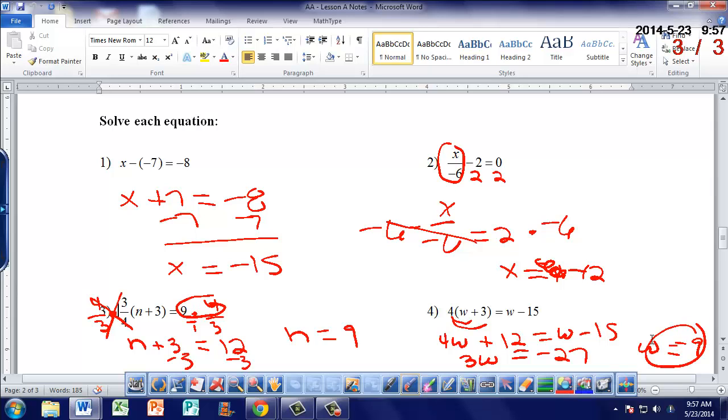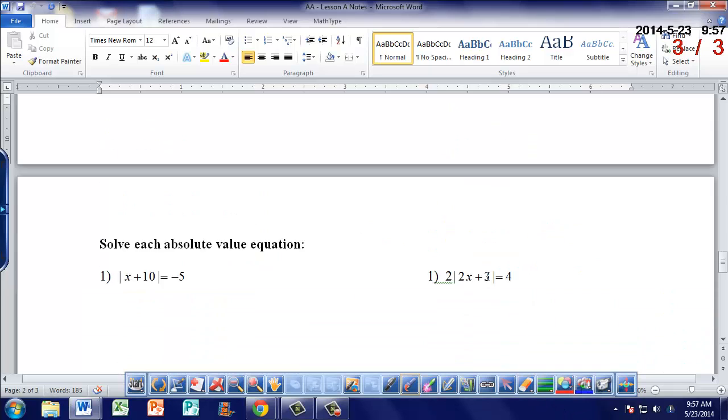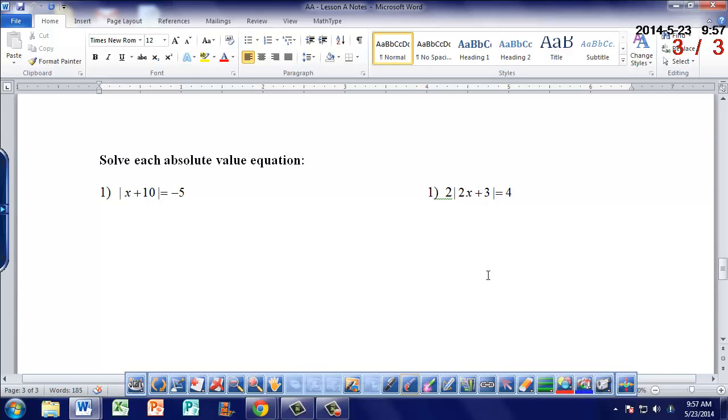Okay? Now, absolute value equations. I don't know if you remember absolute value equations, but we are going to start off our first unit. This is in our first unit, but it will help if you have a little bit of a head start. What you want to make sure when you solve an absolute value equation is that the absolute value bars are by itself. Once it's by itself, we're going to make 2 equations.